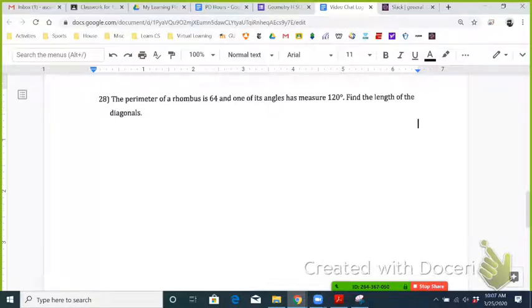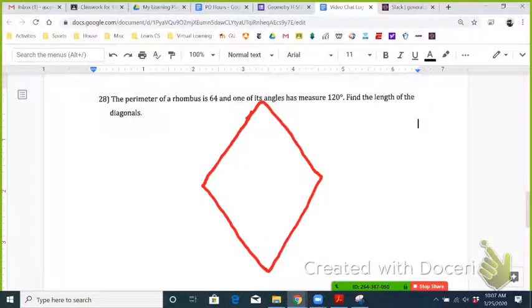So the perimeter of the rhombus is 64, and one of its angles measures 120. Find the length of the diagonals. You'll see a lot of rhombus questions in this section on right triangles because a rhombus has perpendicular diagonals. That creates 4 right triangles.